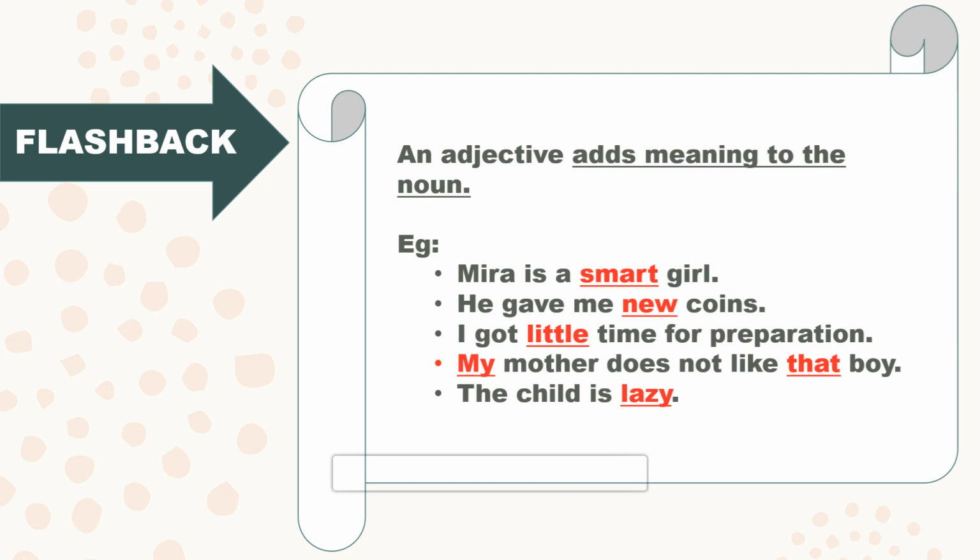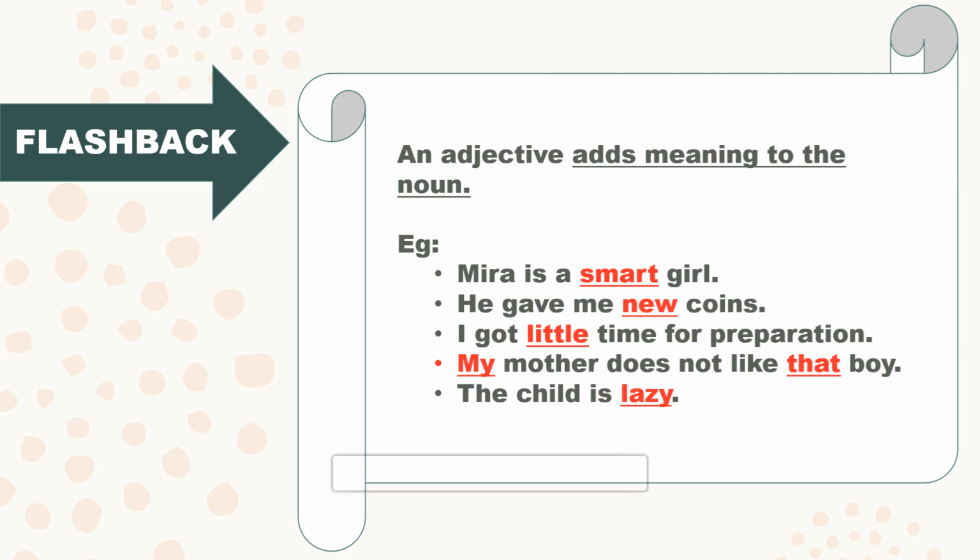Now, second sentence: he gave me new coins. First of all, you find out what is the noun. You will see that in most cases nouns are just next to the adjective. So here coins is the noun, and new is the adjective. Which kind of coins did he give to me? New coins. Now next one: I got little time for preparation. Here the noun is time. And how much time did I get? I got little time, not enough time. So little is an adjective.